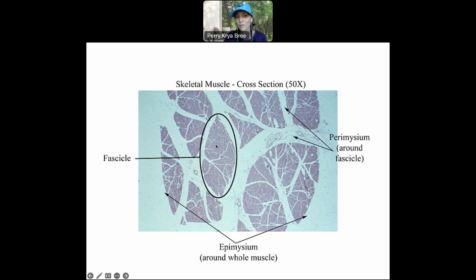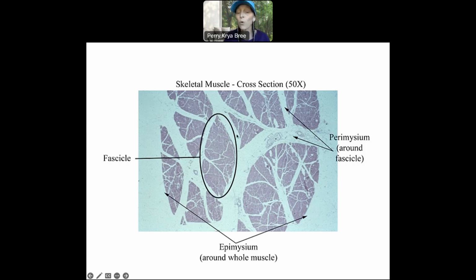So there's a bundle of muscle fibers or muscle cells bundled together in a fascicle. Again, here would be another fascicle, probably right here, and then here. Here's another fascicle right here. Here's another fascicle right here. So again, we're going to make it pretty obvious that you can see it's bundled.